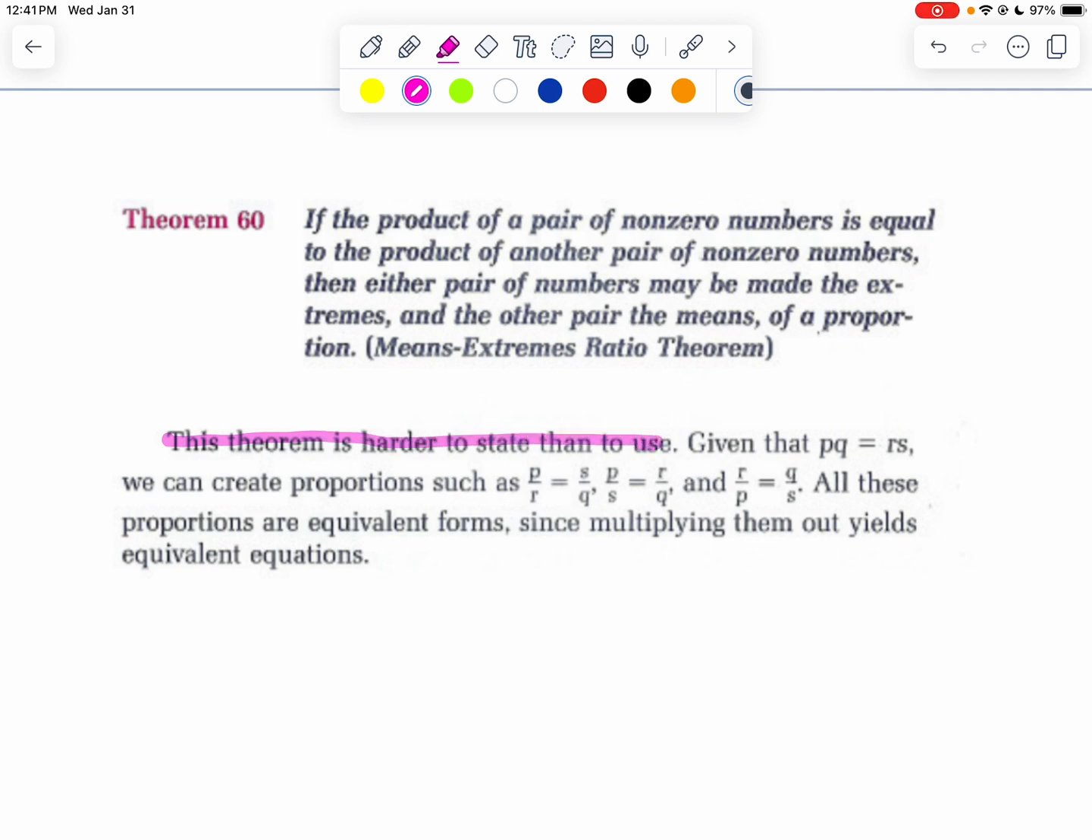This theorem is harder to state than to use. So if this doesn't make a whole lot of sense right now, don't worry. We're going to use it. It's going to be okay. So this says, if the product of a pair of non-zero numbers is equal to the product of another pair of non-zero numbers, and that's what's going to be important. Why do you think we have to say non-zero numbers? Probably because we can't ever have zero in the denominator, right? So as long as we're talking about numbers that are not zero, then either pair of numbers may be made the extremes and the other pair the means of a proportion.